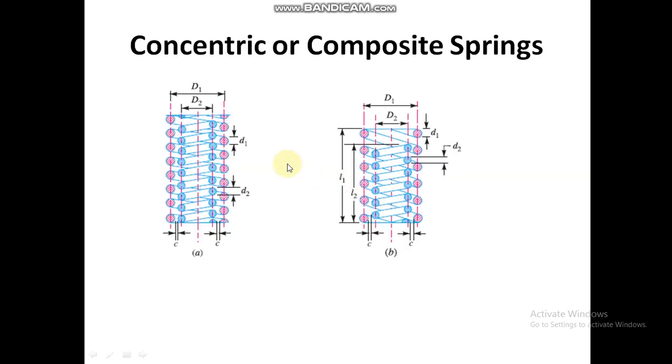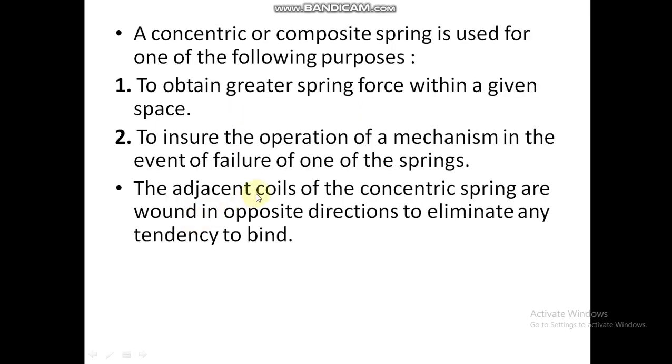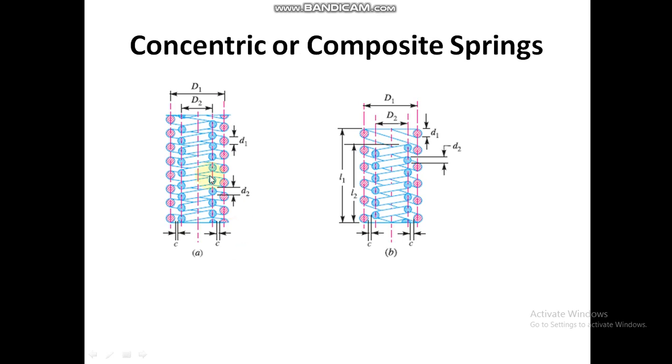So if, for example, you are operating a mechanism and one of the springs fails, in that case your mechanism will continue to work because you are using two springs instead of one. The adjacent coils of the concentric spring are wound in opposite directions to eliminate any tendency to bind. So as you can see, the winding of both the springs is in opposite directions.